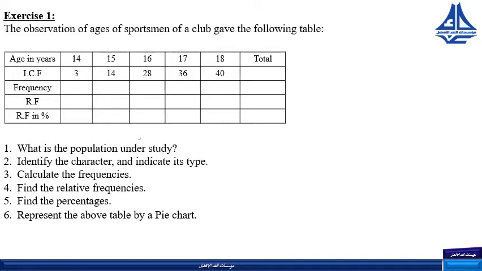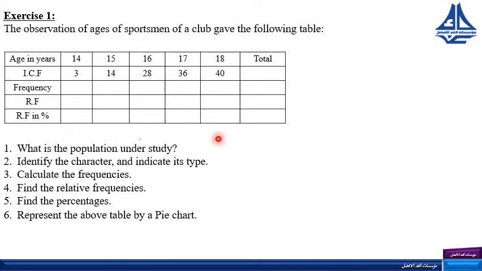This is exercise 1, guys. We want to read it, explain it, then solve it. In exercise 1, the observation of ages of sportsmen of a club gave the following table. Age in years: the ages are 14, 15, 16, 17, 18. We are given the ICF, the increasing cumulative frequency, which is 3, 14, 28, 36, and 40. The empty rows are frequency, relative frequency, and relative frequency in percentage, which is the same as the percentages.